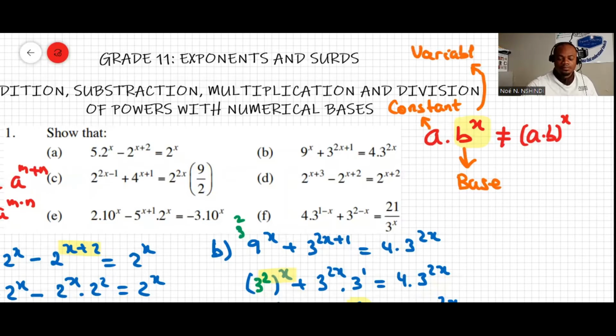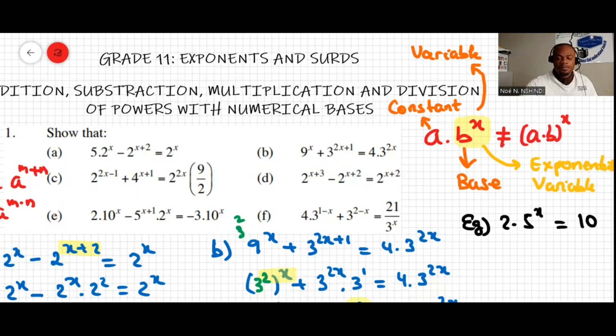Now b to the power of x, the whole thing here, will be the exponential variable, okay? Now this cannot be equal to that. Let me give you an example. If we have 2 multiplied by 5 to the power of x, we cannot say this is equal to 10 to the power of x. No, that's wrong. I can prove it to you.